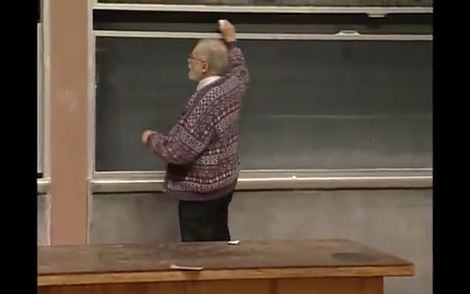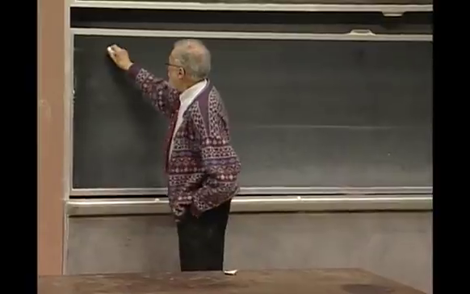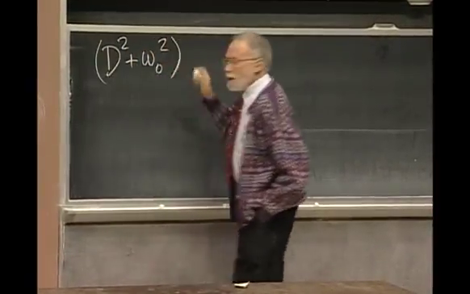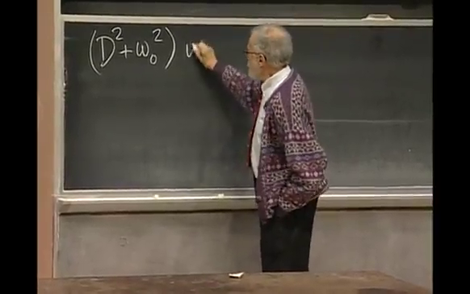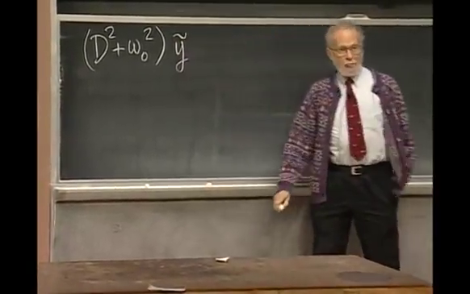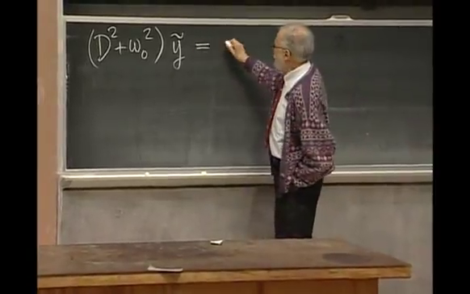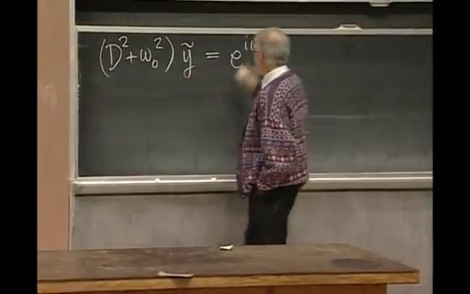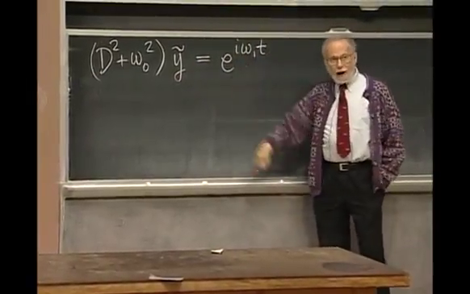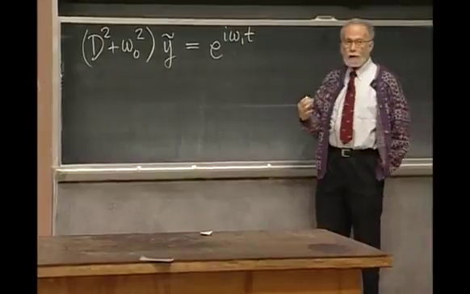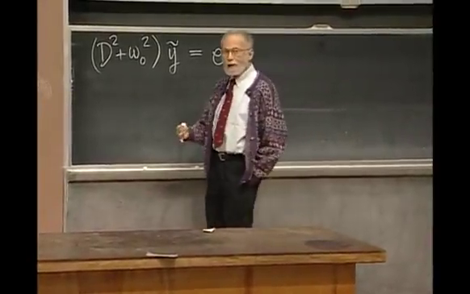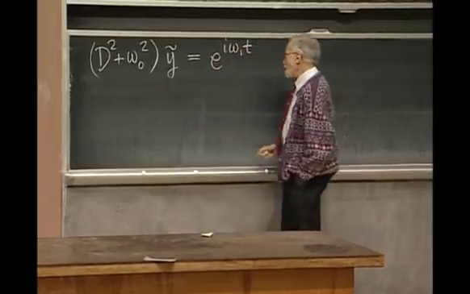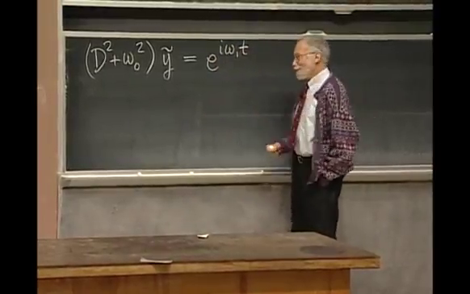So the complex equation is going to be D squared plus omega naught squared applied to a complex particular solution, so I'll call it y tilde, equal to e to the i omega 1 t on the right-hand side. Cosine is the real part of this, so when we get our answer, we want to be sure to take the real part of the answer. I don't want the complex answer. I want its real part. I want the real answer, in other words.